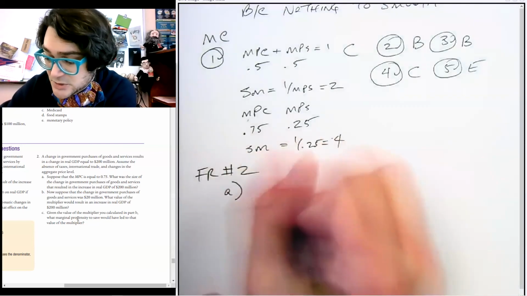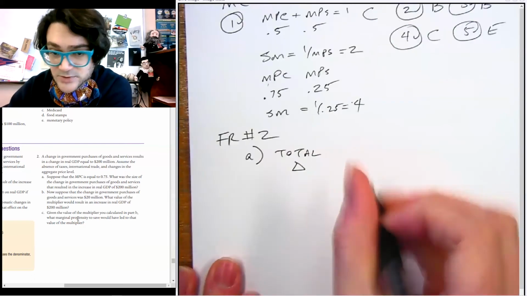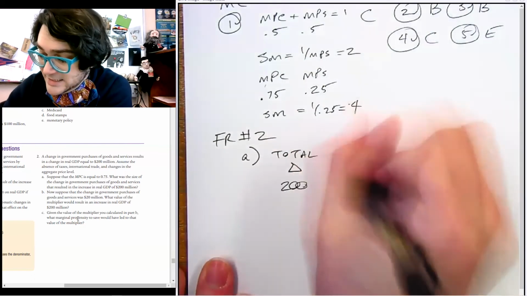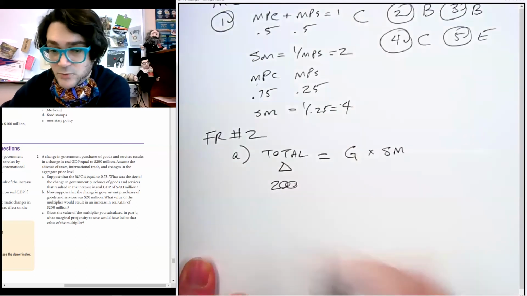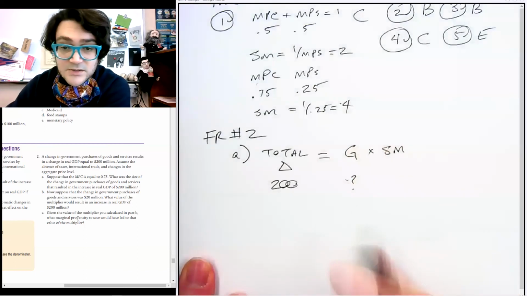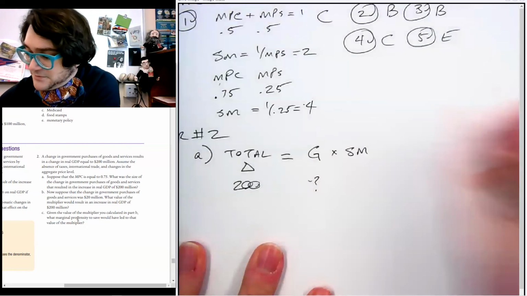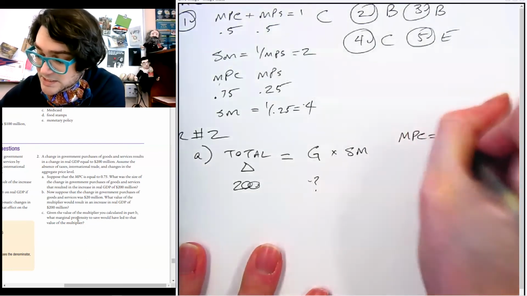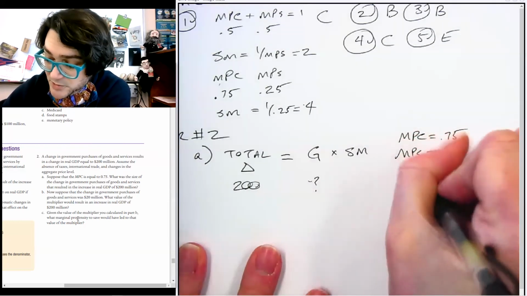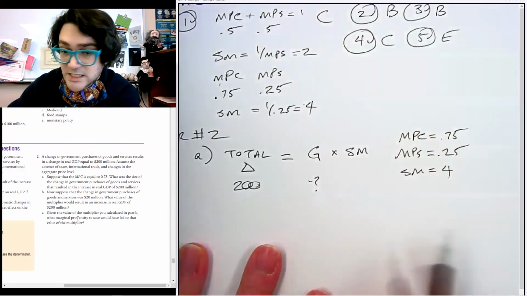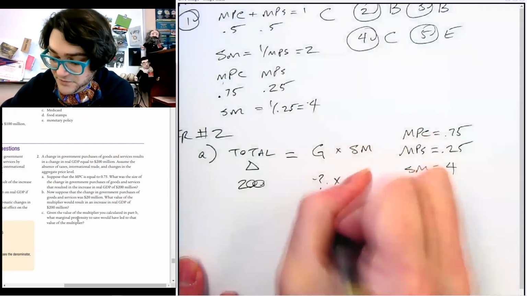So part A. We know that the total change is equal to 200. They give us that. And they're saying the government spending times the spending multiplier equals 200. And what we're looking for is the question mark: how much was the government spending? We're given MPC of 0.75. So we know MPS is 0.25, and the spending multiplier equals 4, 1 over the MPS. And so 4 times something equals 200, so that must be 50.